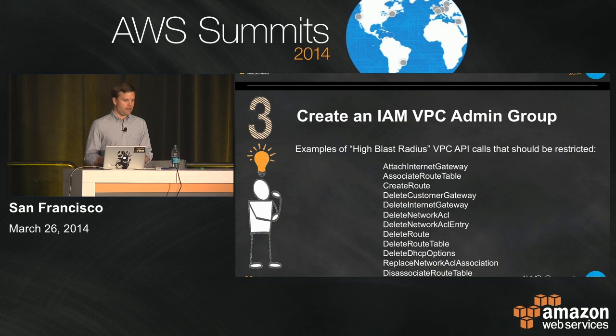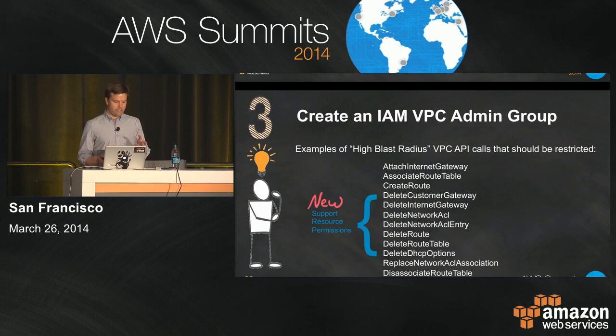So here's an example of high blast radius VPC API calls that should be tightly restricted by IAM and given to a network operations group. And the 7 delete commands I've specifically highlighted because these support what we call EC2 resource permissions. So they allow you to very granularly dictate who can delete things. So for example, you could say this group of operations can only delete a customer gateway in this very specific VPC. So it allows a very fine level of detail in the policy.